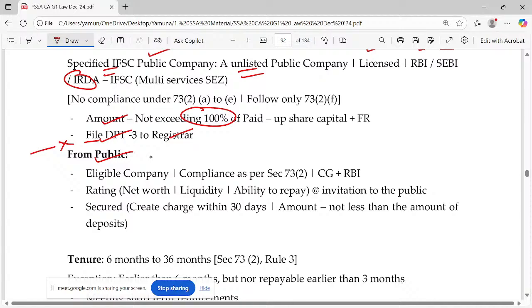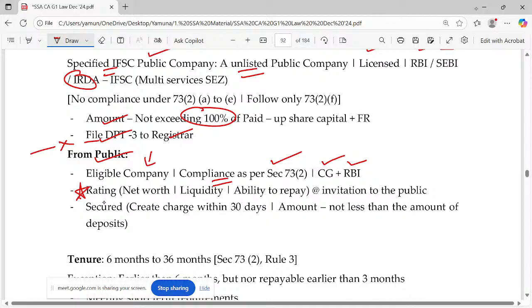Already we have seen only eligible companies can get deposits from the public, and they have to comply with Section 73 subsection 2, along with the Central Government and RBI consultation or the notification in the prescribed form. There should be a rating. This is often asked in CMA Inter. Please make a note in the topic.